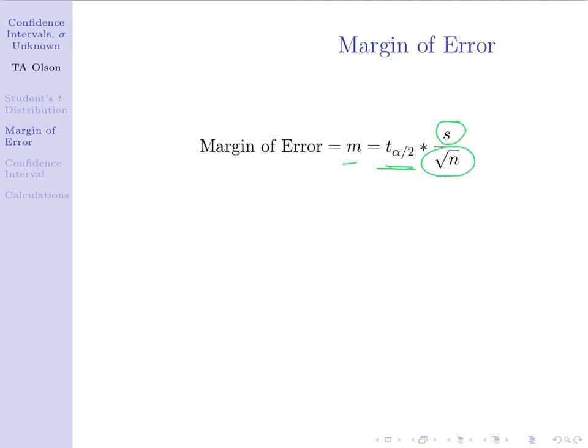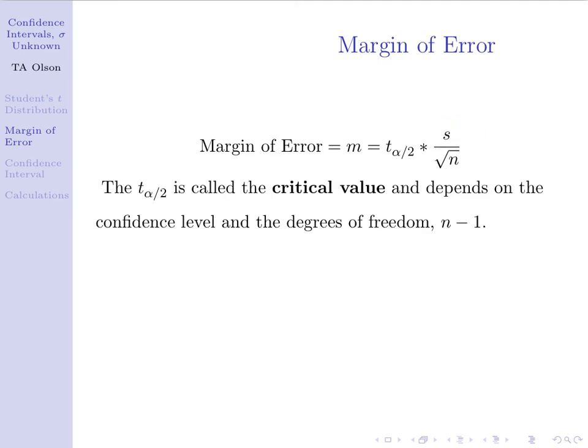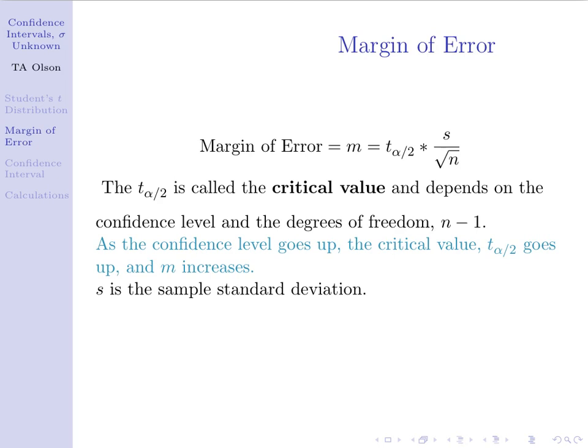The form of this equation is going to look similar to what we did the first time we looked at margin of error. The only thing that's different is what our critical value is and where our standard deviation comes from. The t alpha over 2 is called our critical value, and it's going to depend on our confidence level, 90%, 95%, 99%, etc., as well as our degrees of freedom. But in general, as our confidence level goes up, the critical value t alpha over 2 is also going to go up, and our margin of error is also going to increase.